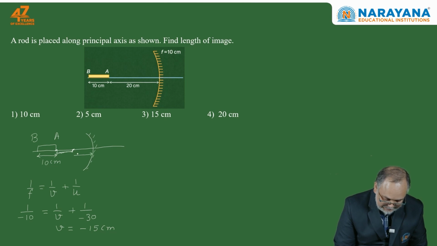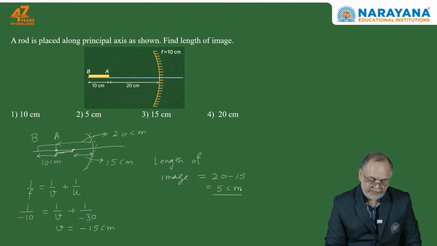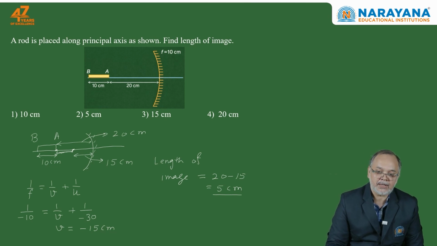So we can say here the image of point B will form at this place, and this length we have 15 centimeter, and this distance we have 20 centimeter. So length of image, we can write this will be equal to 20 minus 15 is equal to 5 centimeter. So for this problem, answer is option 2.